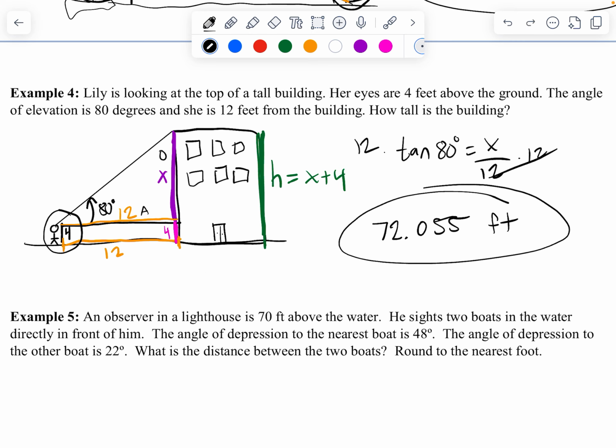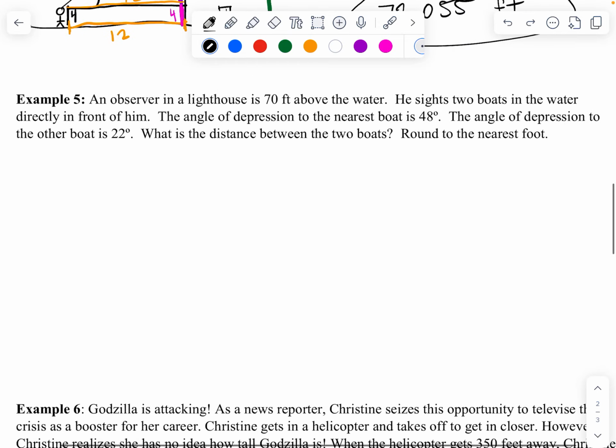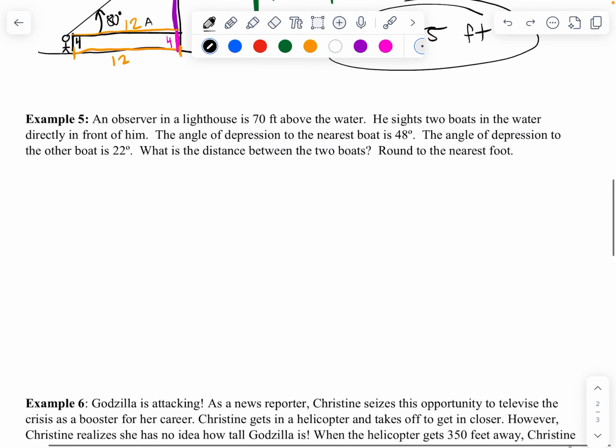But unless it is specifically stated, then I wouldn't worry about accounting for that height. All right, 5 and 6 are probably the harder examples to go through, so let's go straight into those.